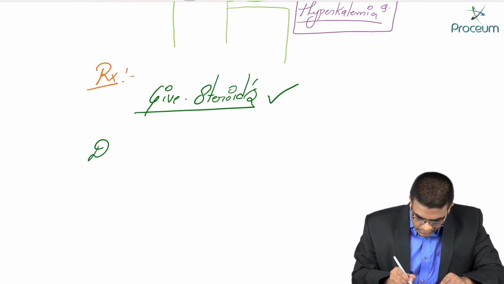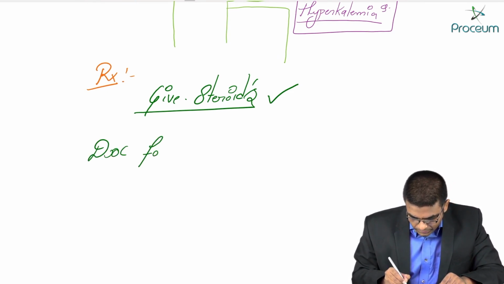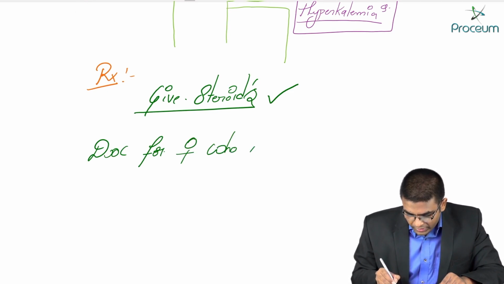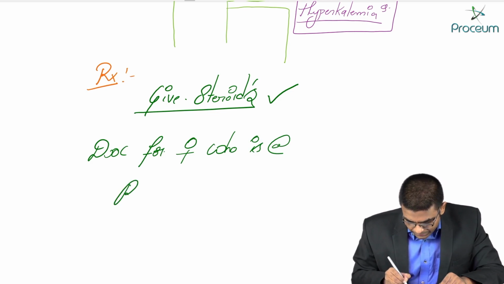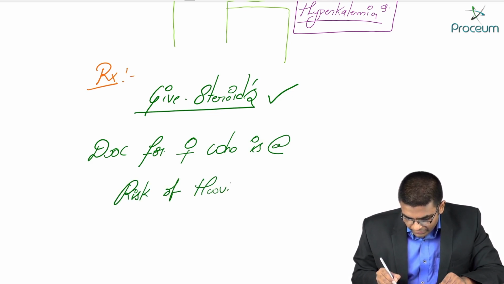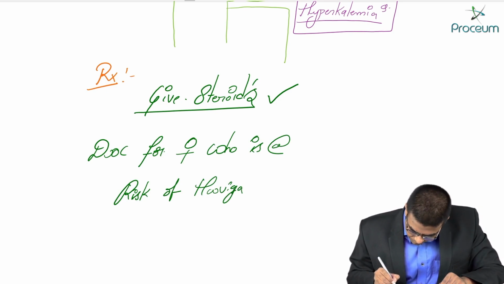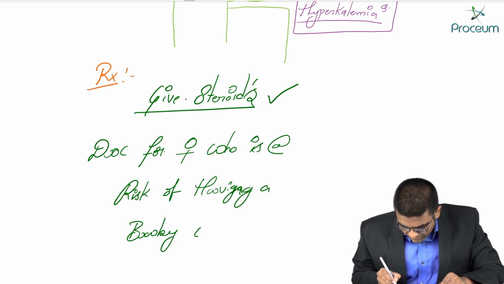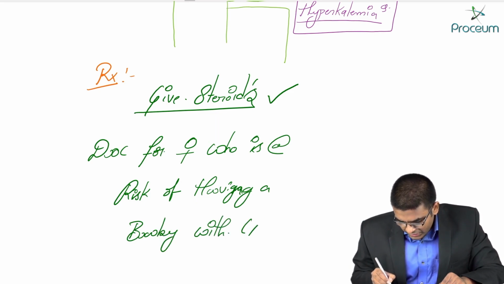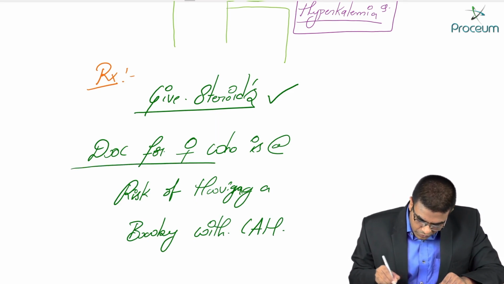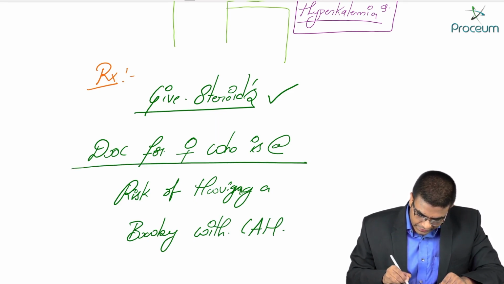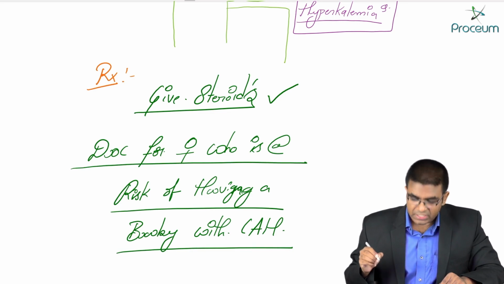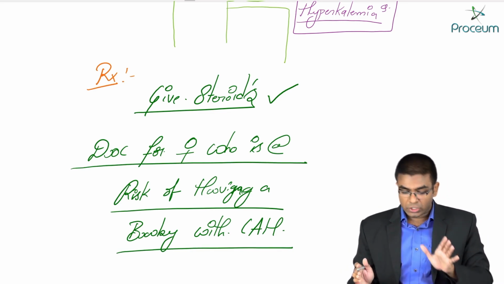Now, what is the drug of choice for a female who is at risk of having a baby with congenital adrenal hyperplasia? So the drug of choice for a female who is at risk of having a baby with congenital adrenal hyperplasia. So what does it actually mean?